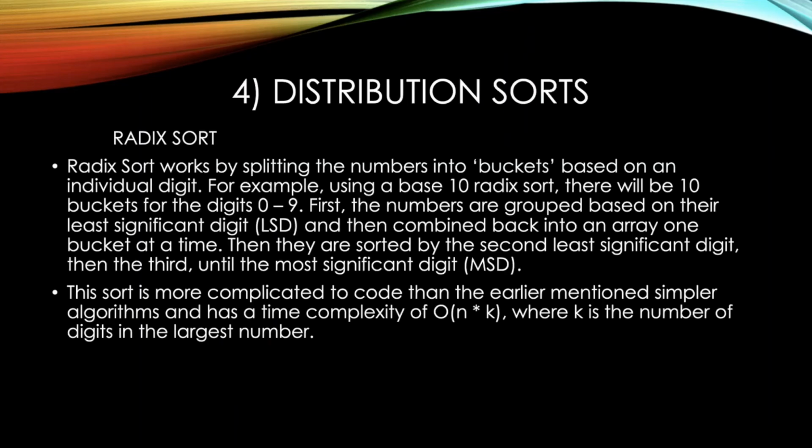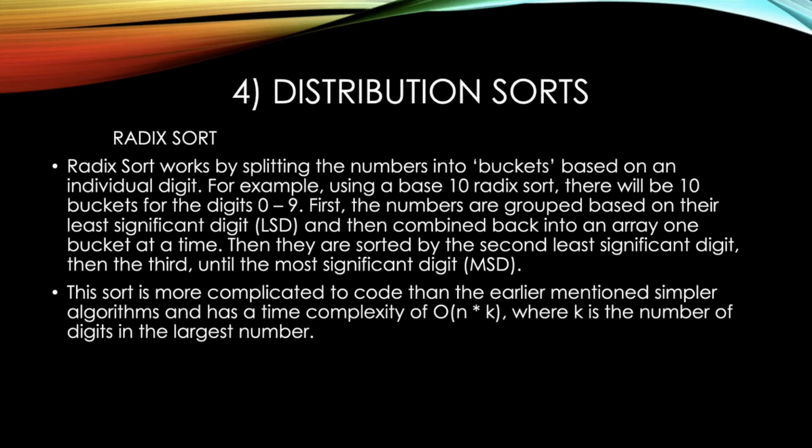The second type of distribution sort is a radix sort. Radix sort works by splitting the numbers into buckets based on an individual digit. For example, using a base 10 radix sort, there'll be 10 buckets for the digits 0 to 9. First, the numbers are grouped based on their least significant digit, so in the number 13, the least significant digit will be 3. They are then combined back into an array, one bucket at a time. They are then sorted by the second least significant digit, and so on until the most significant digit.